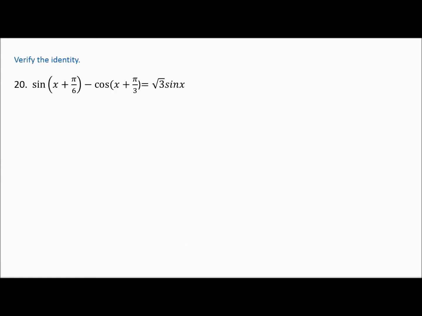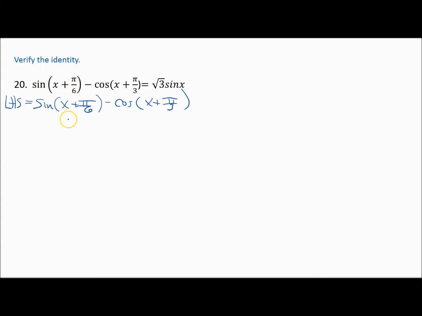All right, let's verify some more identities. Notice we've got some different stuff going on here. Okay, so I'm going to start with the left-hand side. Rewrite it like I'm supposed to. And then the step after this, I'm going to use the sum difference formula for sine, and then I'm going to use the sum difference formula for cosine.